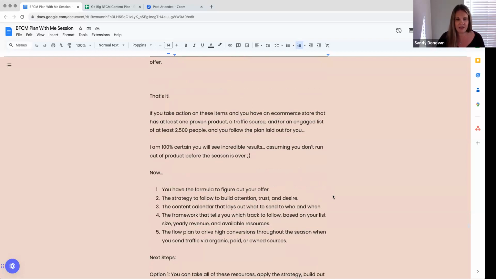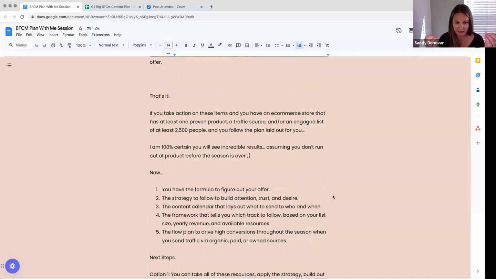So what you have now is the formula to figure out your offer. And I think you already have, if you've been following along, the strategy to follow to build attention, trust, desire. You have a content calendar laid out for you. So that's what to send to who and when. You have the whole framework that tells you which track to follow based on your list size and your yearly revenue and your available resources.